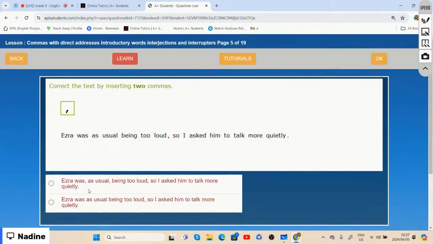Ezra was, as usual, being loud, so I asked him to talk more quietly. So is it option one, where we say Ezra was, comma, as usual, comma, being loud, so I asked him to talk more quietly? So is it option one or option two?